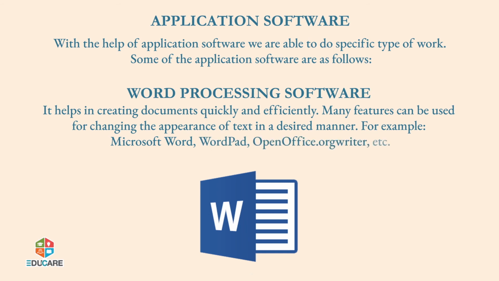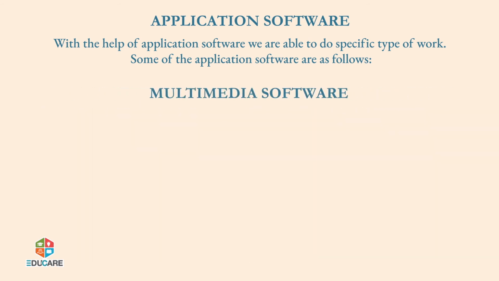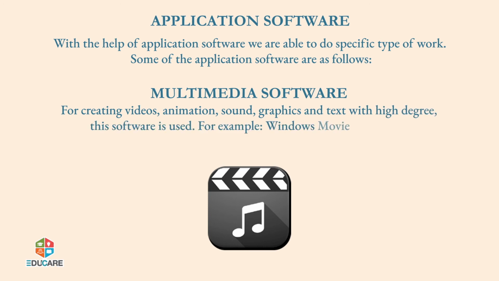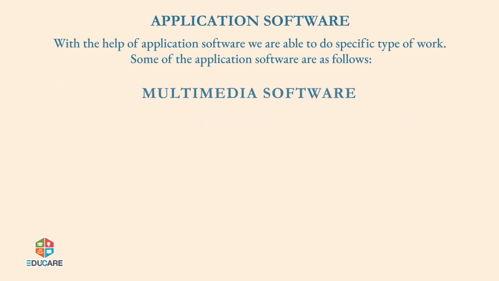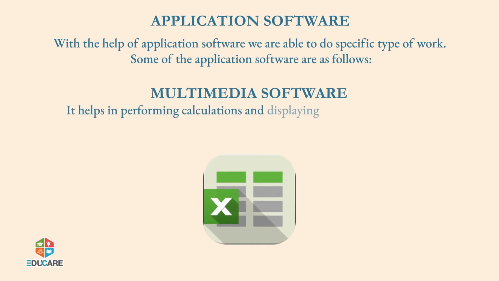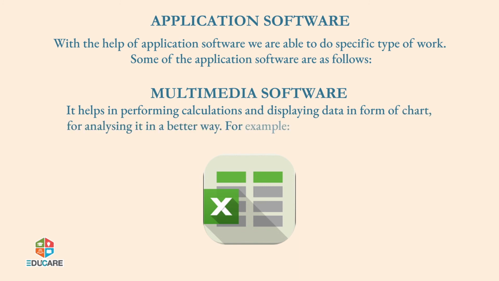OpenOffice.org Writer, etc. Multimedia software. For creating videos, animation, sound, graphics, and text with high degree, this software is used. For example, Windows Movie Maker and Windows Media Player. Spreadsheet software. It helps in performing calculations and displaying data in form of chart for analyzing it in a better way. For example, Microsoft Excel, Lotus 123.